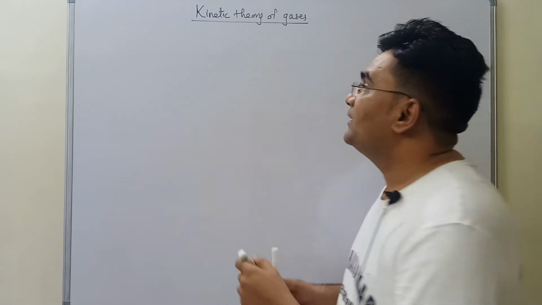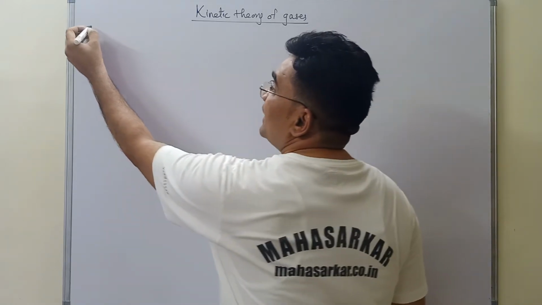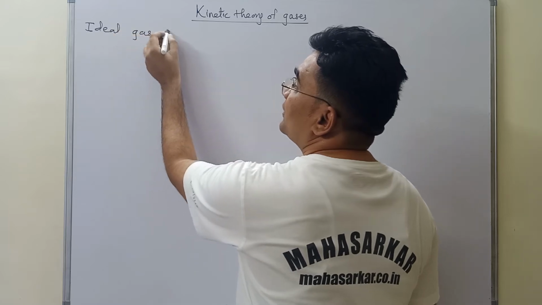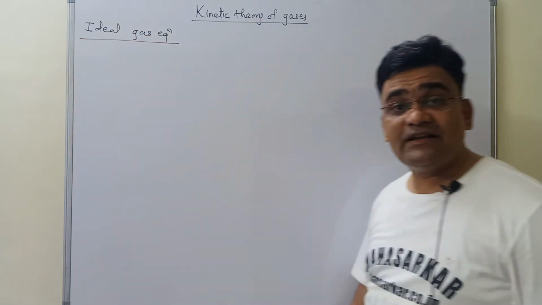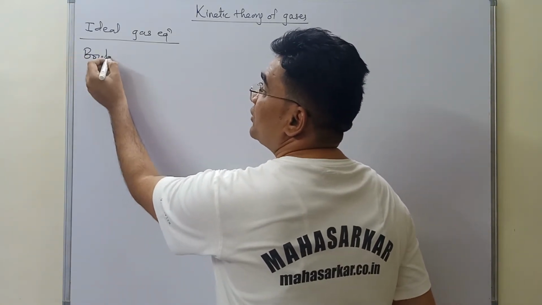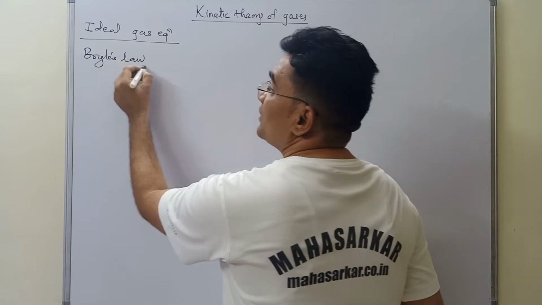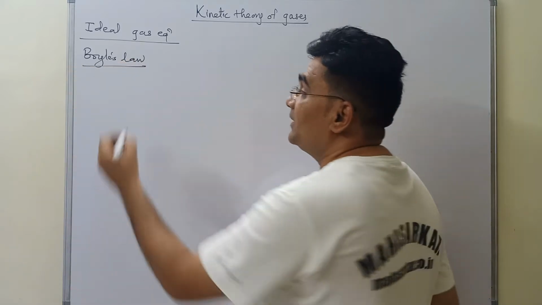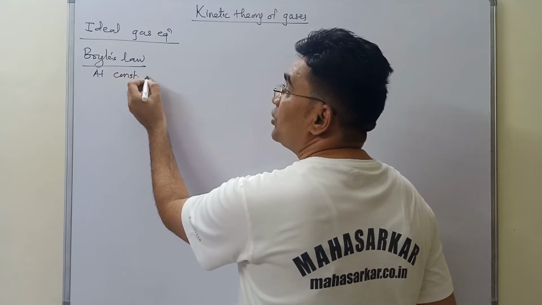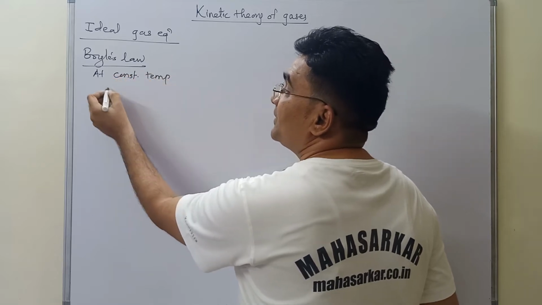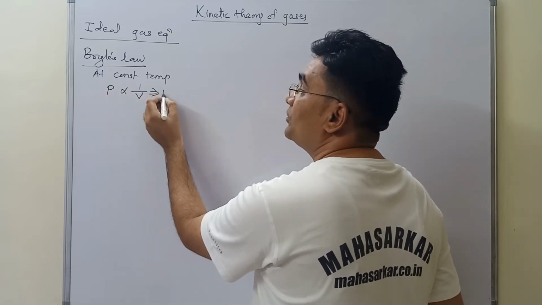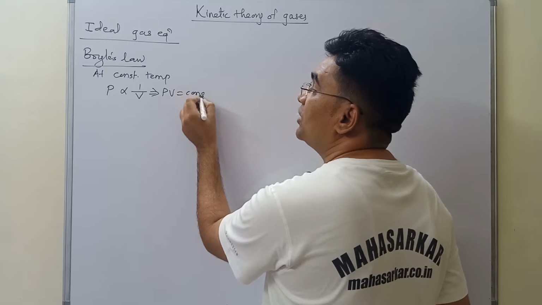If you are familiar, you must have dealt with the ideal gas equation. To study the ideal gas equation, two important gas laws were studied. The first law we call Boyle's law. What was Boyle's law? If you remember, at constant temperature, the pressure of a gas is inversely proportional to volume. Therefore, PV is always equal to what?